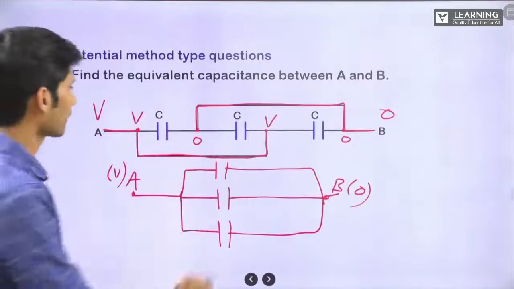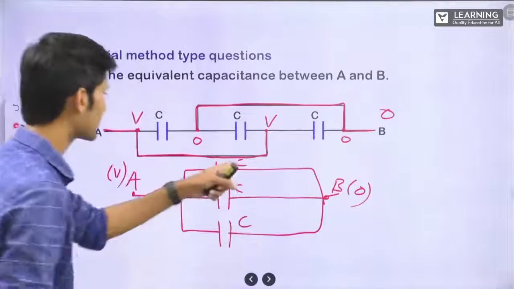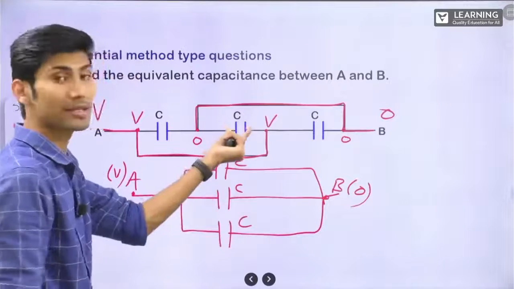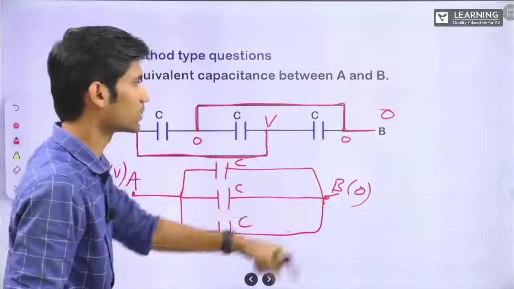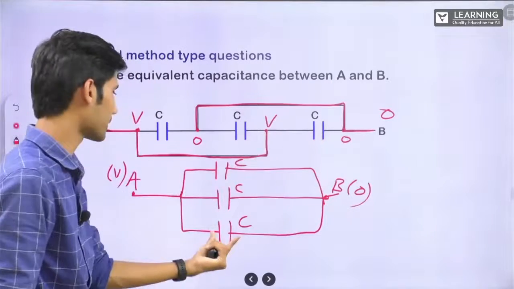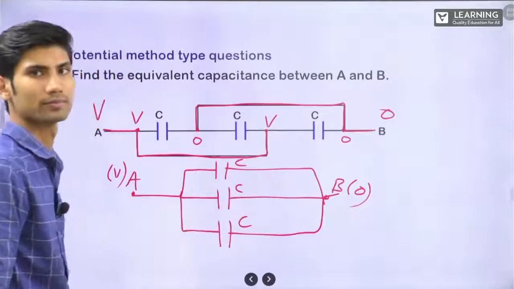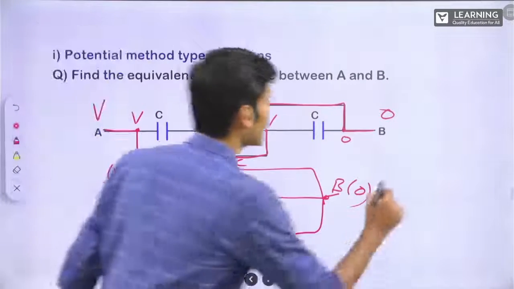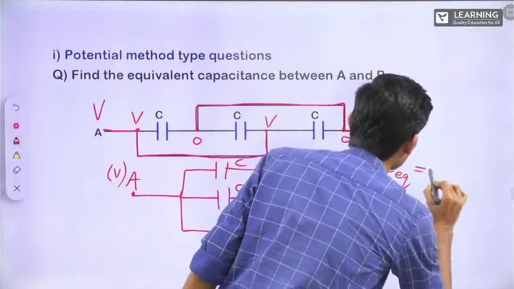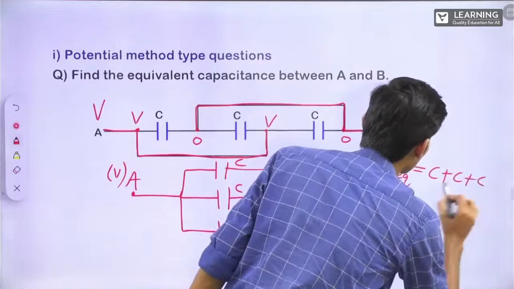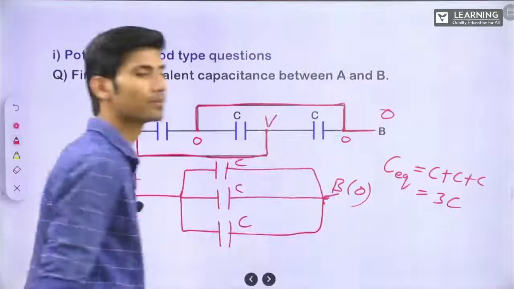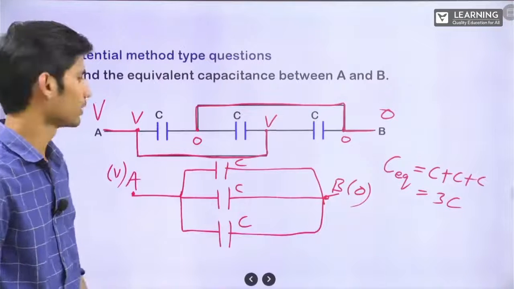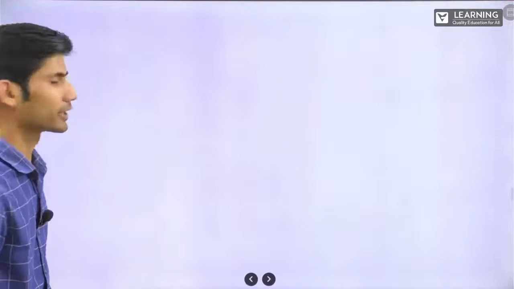Correct? See, this capacitor between V and 0, this capacitor between V and 0, this capacitor between V and 0. Clear? Now can you see what this is? It's a parallel combination. Parallel combination means C equivalent is equal to C plus C plus C, that is equal to 3C. Clear? Easy? I hope now you can do this type of questions. Okay. Let's go to the next one.